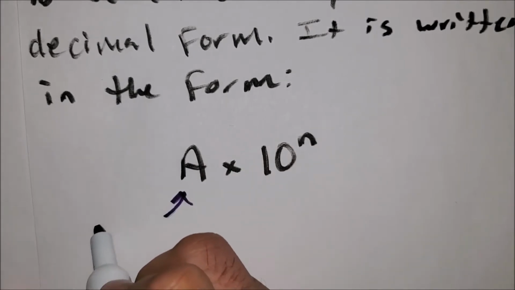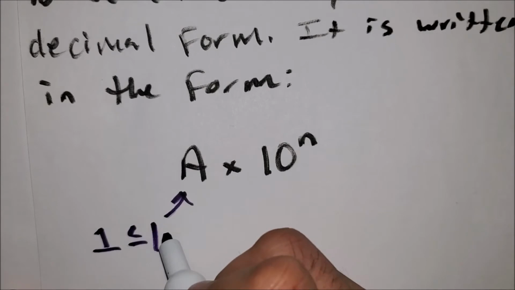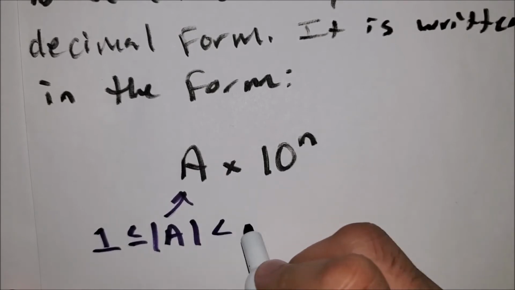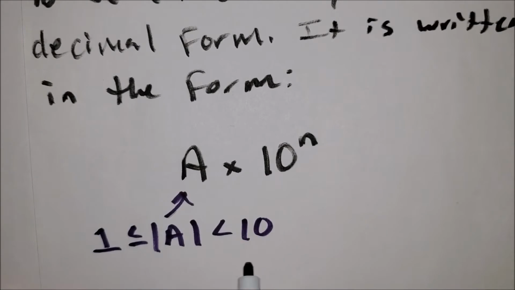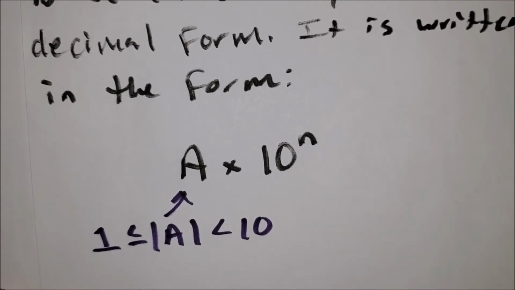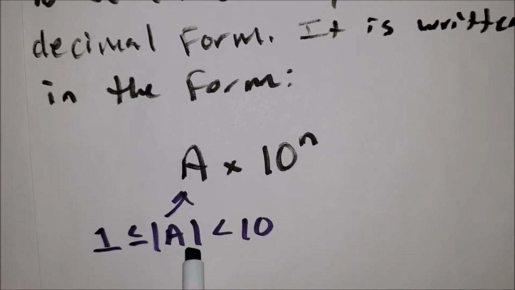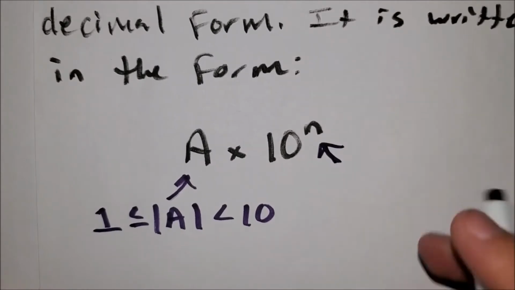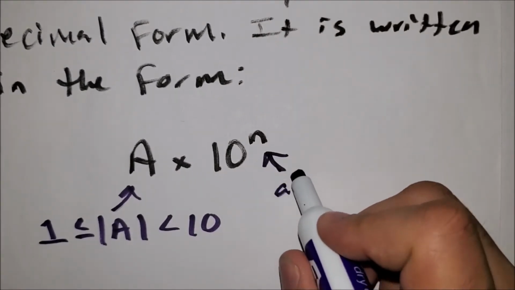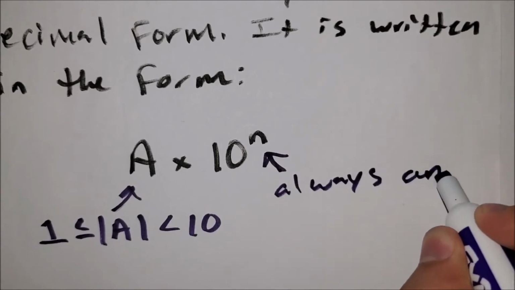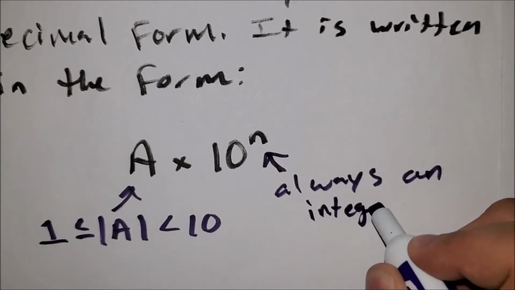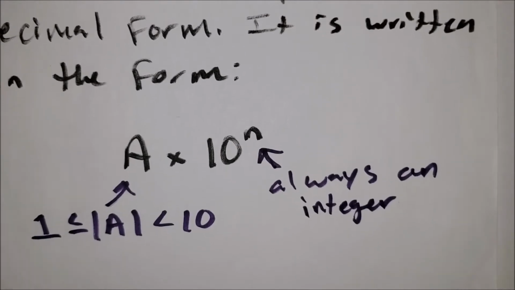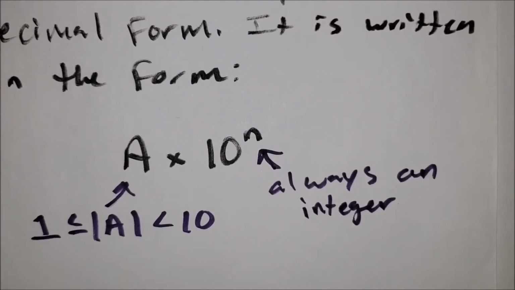A is always going to be some number that is between 0 and 10. It will always be less than 10, but it's allowed to be 1, and it's allowed to be positive or negative. So we say the absolute value of A is between 1 and 10. The next thing to note is this number here, n, will always be an integer. So it could be positive or negative, but it will always be a whole number. There will never be fractions or decimals.